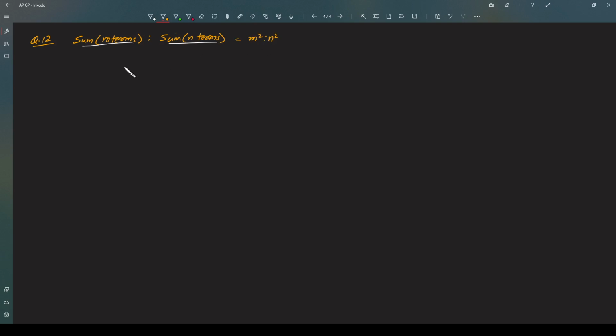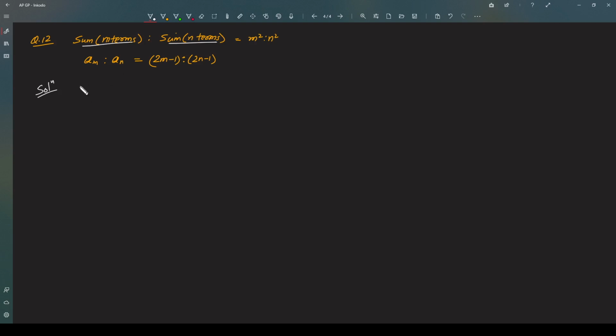Okay, we have to show that the ratio of the mth term and the nth term, that means am is to an. What is this ratio? So this ratio is equal to 2m minus 1 is to 2n minus 1. This is what we have to prove. Now this particular question is not very difficult, right? Just one step is there, which we'll find while solving.